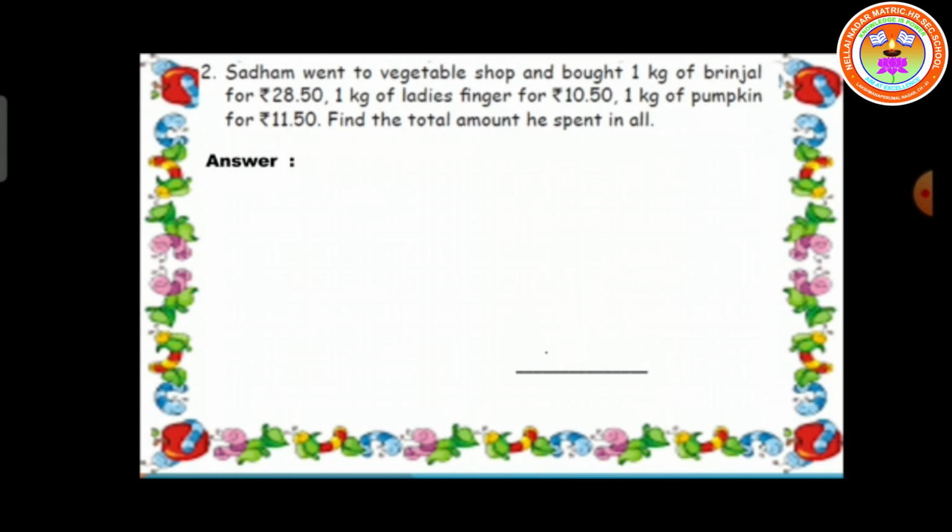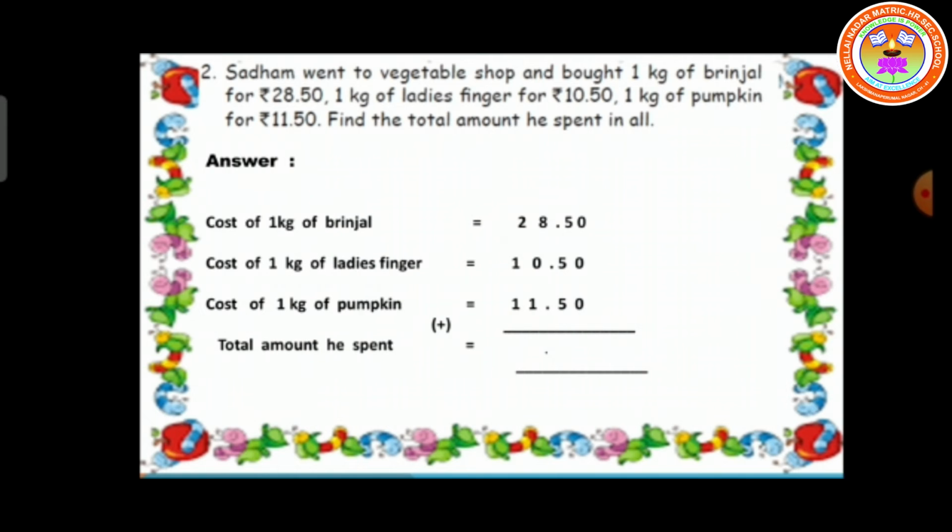Sadam went to a vegetable shop and bought 1 kg of brinjal for 28 rupees 50 paise and 1 kg of lady's finger for 10 rupees 50 paise and 1 kg of pumpkin for 11 rupees 50 paise. Find the total amount he spent in all. Statements. Cost of 1 kg of brinjal and 1 kg of lady's finger and 1 kg of pumpkin. So again we are going to add all the values.